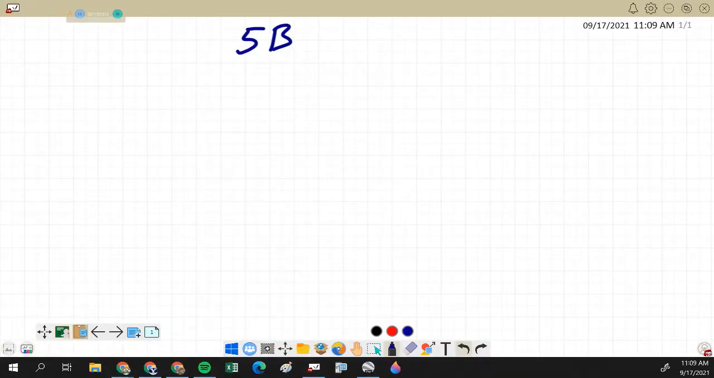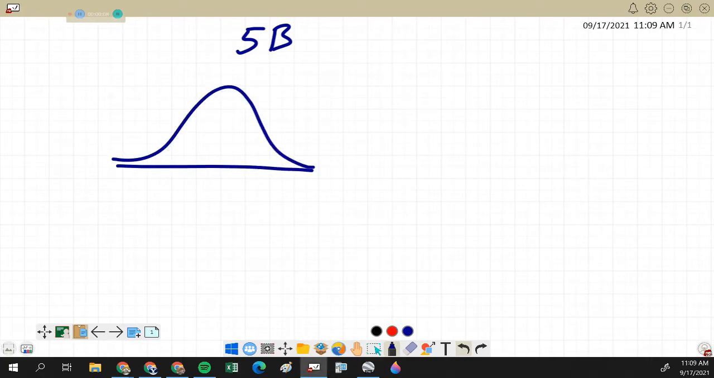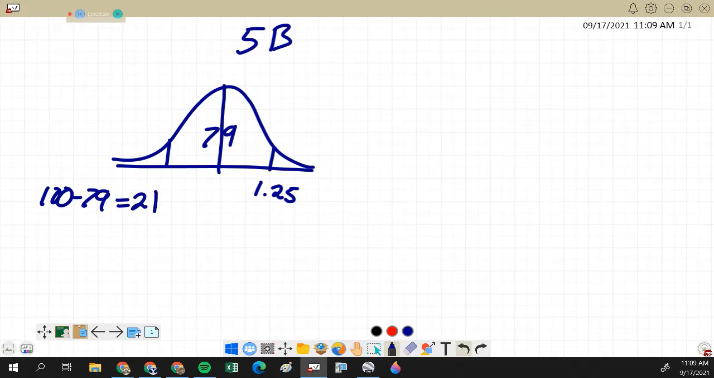Today we're working on 5B, and we're going to do all the problems. The first problem wants to know what is to the right of 1.25. So I look on my z-score table. There isn't a 1.25. There's a 1.24 and a 1.26. So I kind of need to take the average between 78.5 and 79.2. It's basically 79%. So the central area is 79, and 100 minus 79 is 21.